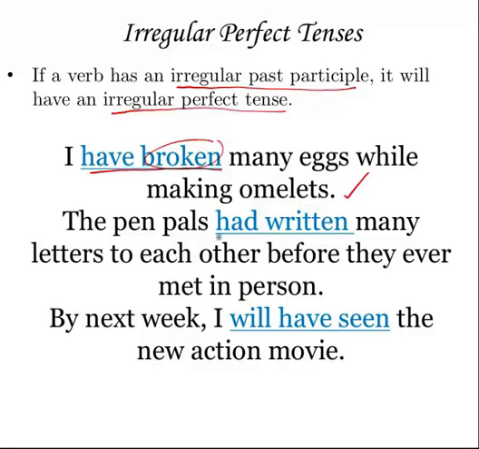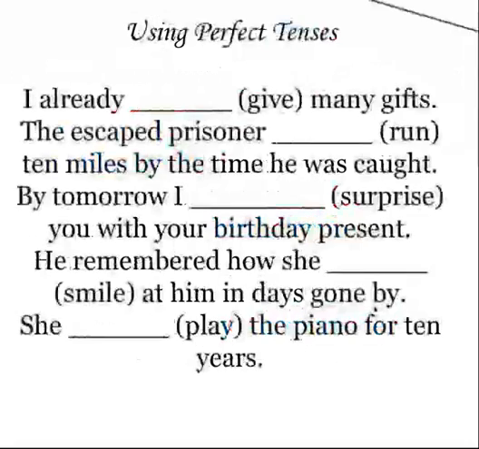The pen pals had written many letters to each other before they ever met in person. Again, the verb to write is irregular. It has the past participle written, so it has an irregular past perfect. By next week, I will have seen the new action movie. Again, the verb to see has an irregular past participle, so it has an irregular perfect tense.